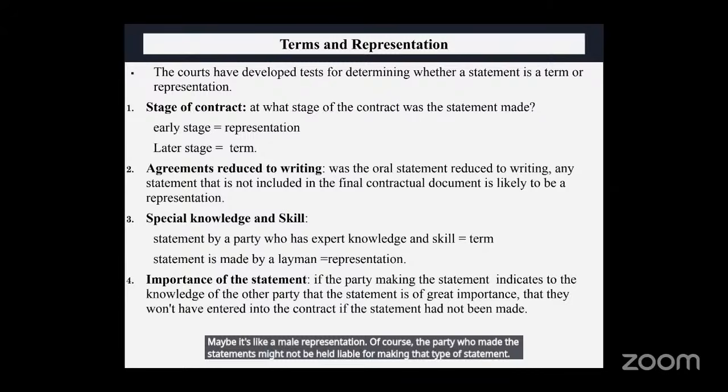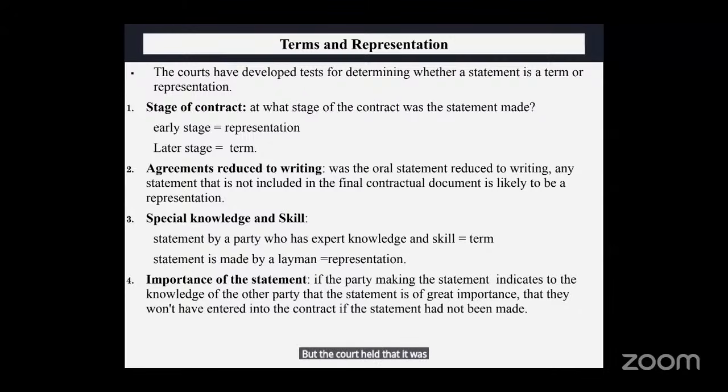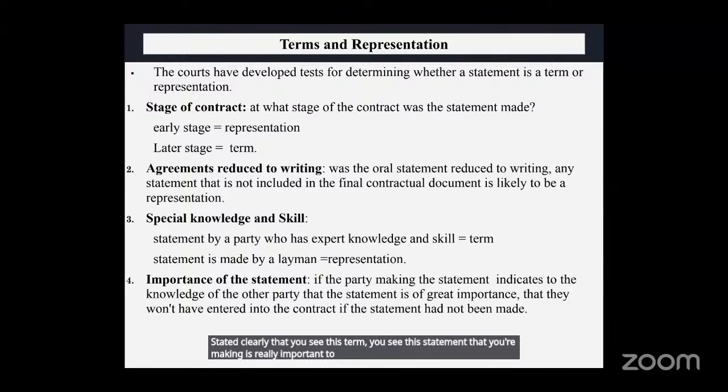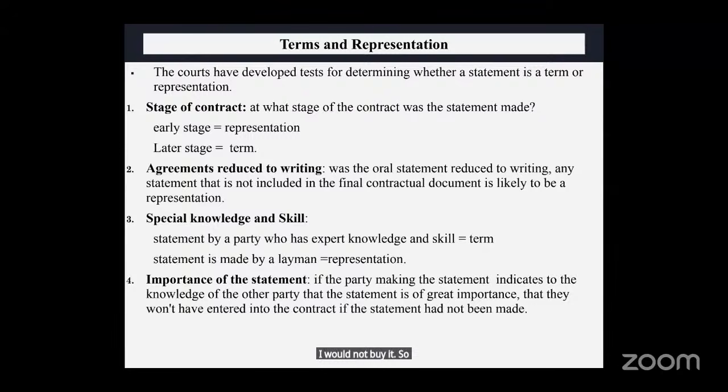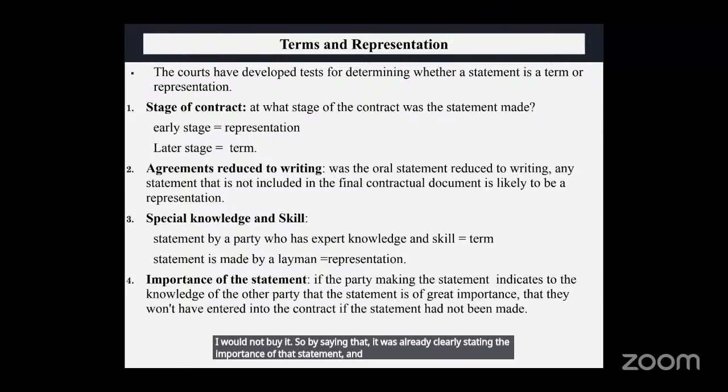But the court held that it was a term because the party who was at the receiving end of the promise or the statement stated clearly that this statement that you're making is really important to me. If it was treated with sulfur, I would not buy it. So by saying that, he was already clearly stating the importance of that statement. And that was why the court held that it was most likely a term.